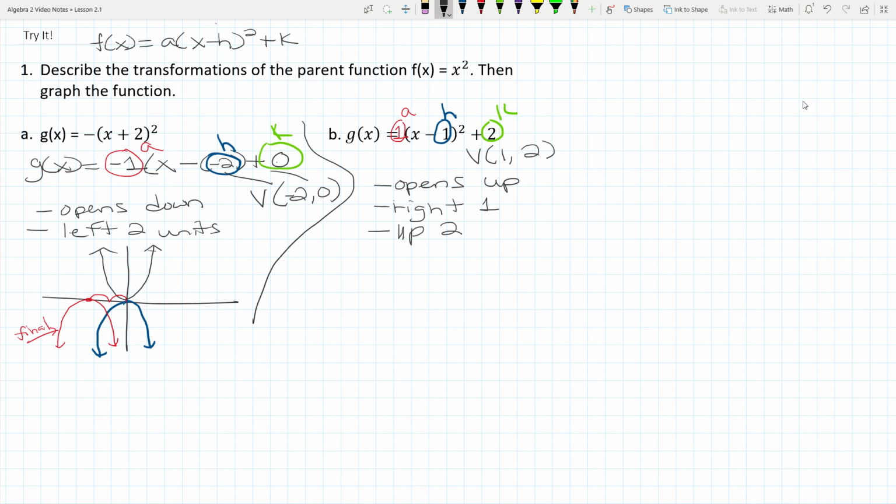All right, so let's do the graph real quick. So we got this graph. So this is the original parent parabola x squared. And then we're going to shift it to the right 1. And then we're going to go up 2. So 1, 2. And then it opens upward. So then we just draw the graph. Okay, so that's my final graph. Okay, pretty straightforward to actually sketch the graph.